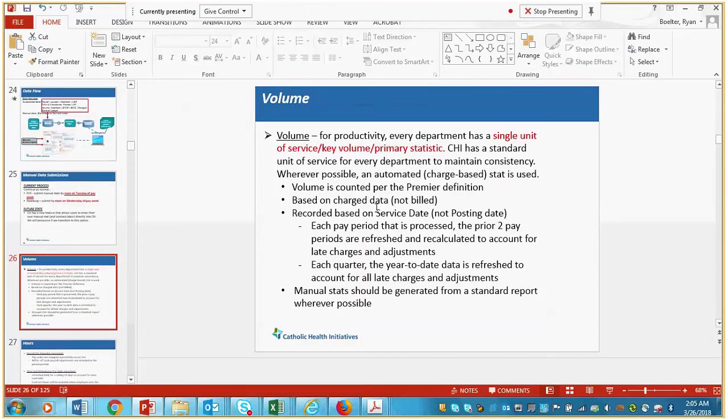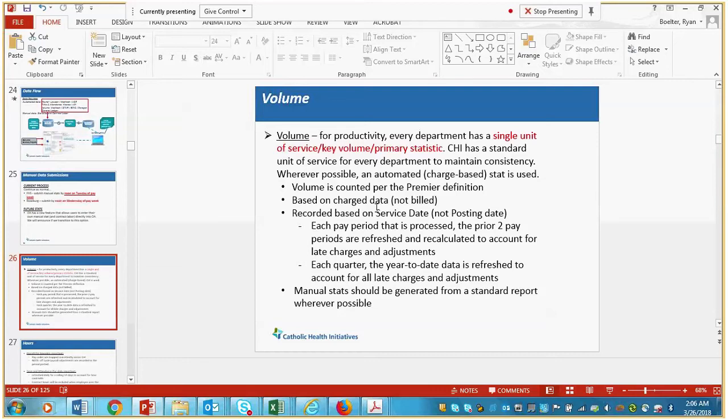So when it comes to volume, every department has one primary unit of service that we're going to measure for productivity. Just like we did in Visionware, in nursing units, it's equivalent patient days. In imaging departments, it's procedures. In the OR, it's OR case hours. In dietary, it's the patient meals, so on and so forth. There's one standard unit of service that has been identified for every department. That standard unit of service has been agreed upon by an overarching committee called the CHI Productivity Collaborative.